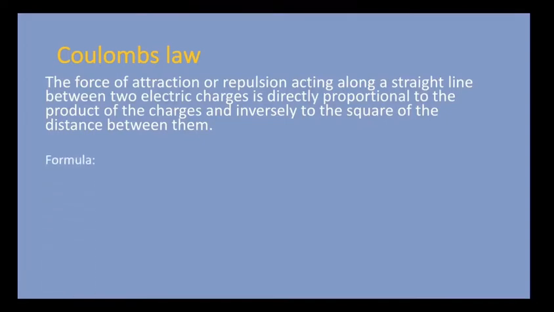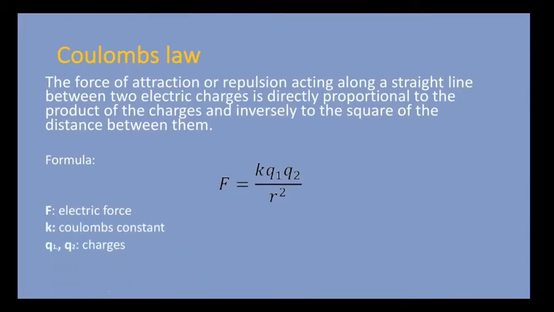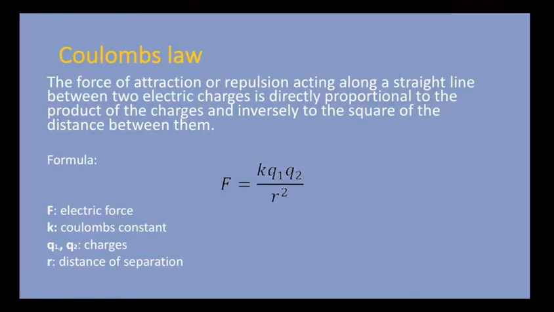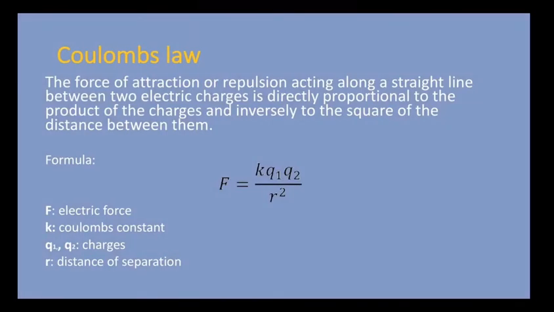The formula for Coulomb's law is as shown. F represents the electric force, K represents Coulomb's constant, Q1 and Q2 represent the charges, and R represents the distance of separation. So when the charges increase, the force will also increase, and when the distance of separation increases, the force will decrease.